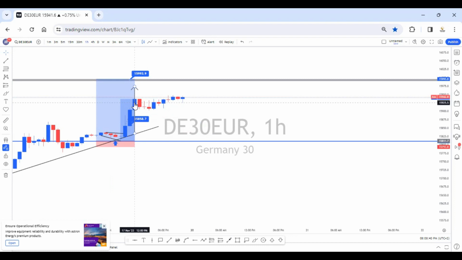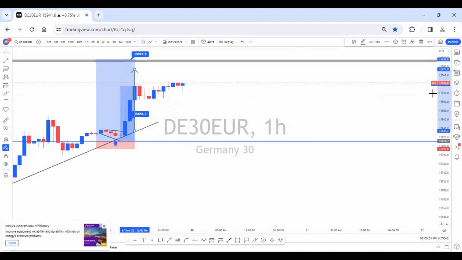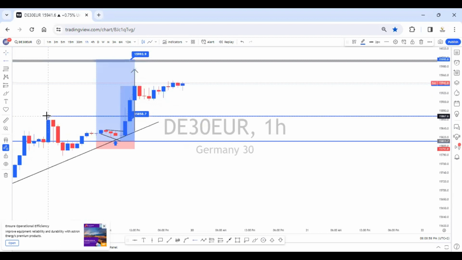So let's see. As we can see, I would say it's a continuation pattern, seeing ourselves having heavy momentum, pushing to the upside. We're going to realize that at the previous high, we didn't find ourselves retesting it.